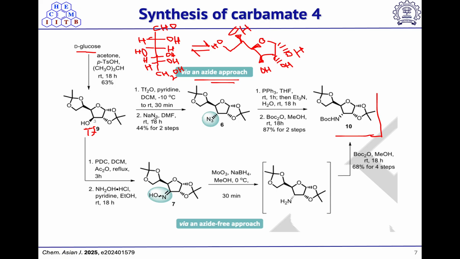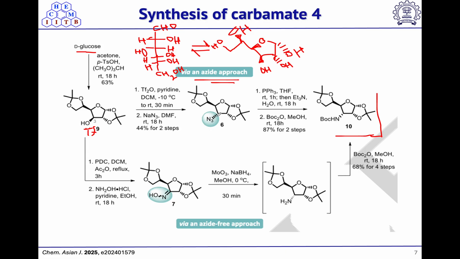So now it's pretty easy. You have the leaving group ready in your first step. Now you are adding sodium azide onto that. So what will happen? A nucleophilic substitution reaction will happen with the sodium azide, and you will get this azide. So an SN2 substitution reaction will happen.